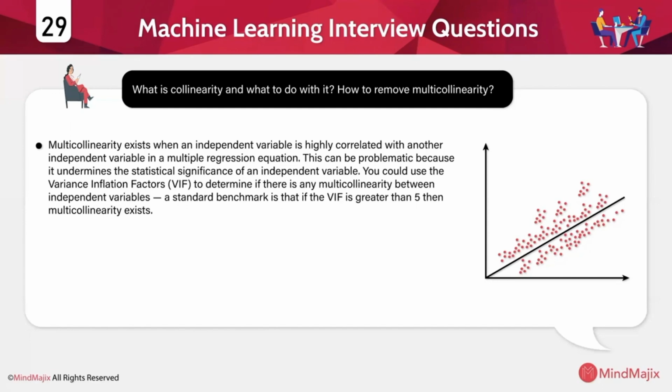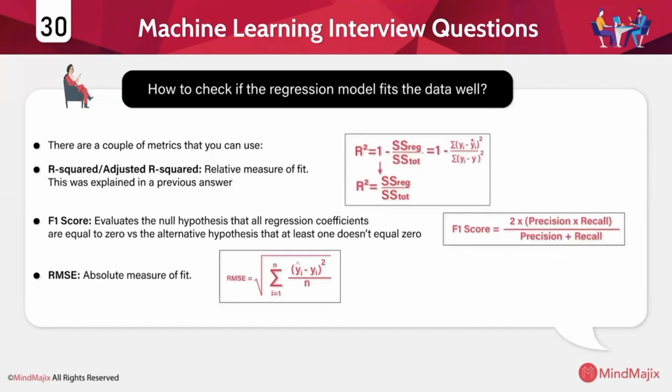Now we have to see the last question, question number 30, which is related to regression: how to check if the regression model fits the data well. If you look on the left-hand side, every time I provide some equations, such as the F1 score equation, RMSE, and R square score. So how do you check if the regression model fits the data well?